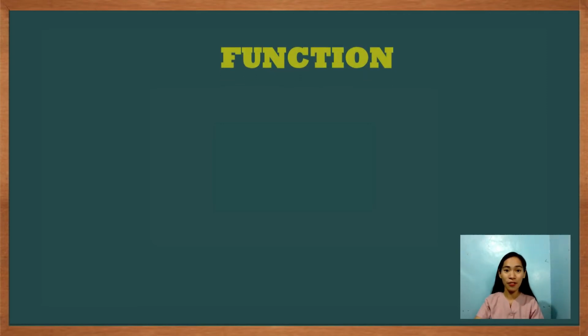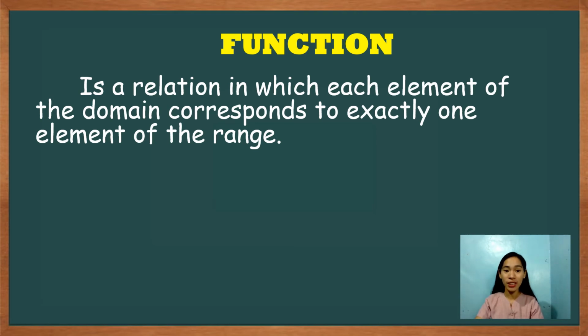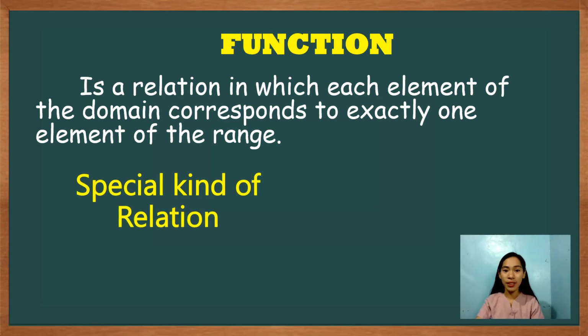As we continue our topic, did you know that there is a special kind of relation? The special kind of relation is called function. Function is a relation in which each element of the domain corresponds to exactly one element of the range. So it is a special kind of relation because it follows an extra rule.